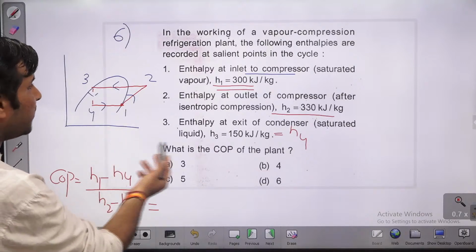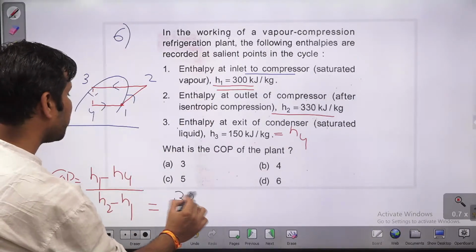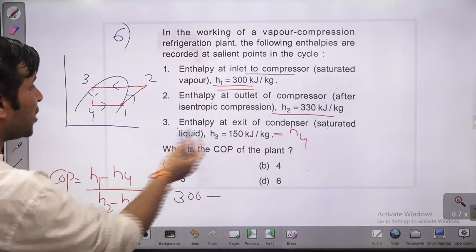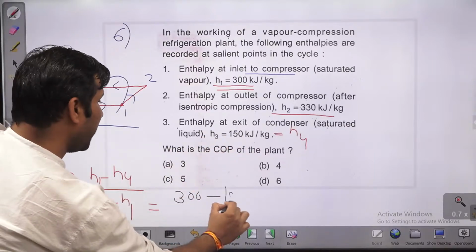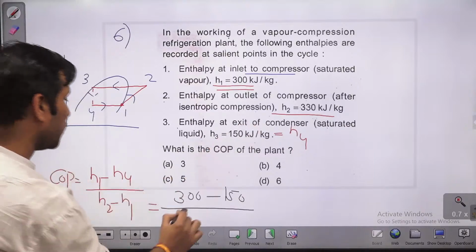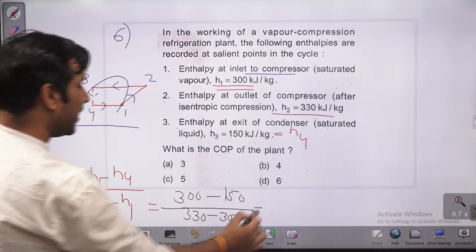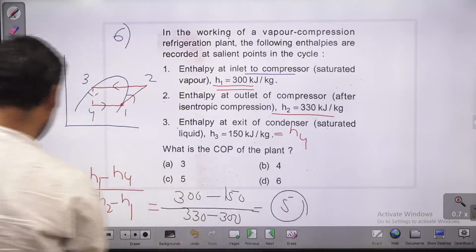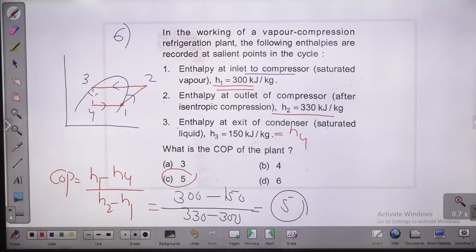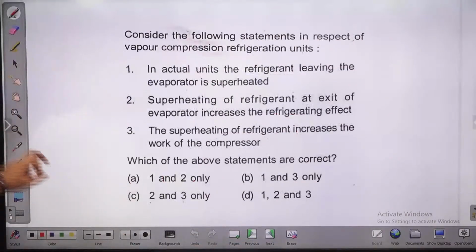H1 is given as 300, minus H4, which is 150, divided by H2, which is 330, minus 300. So 150 divided by 30, 5 is the answer for this question. Option C, 5, is the answer, COP 5. Let's move to the next question, question number 7.